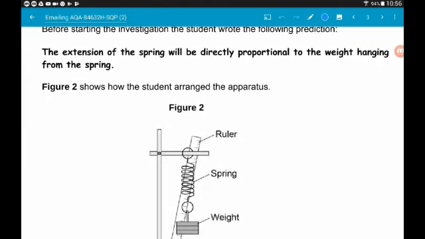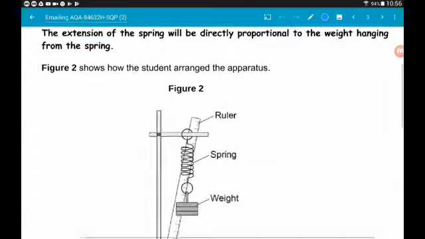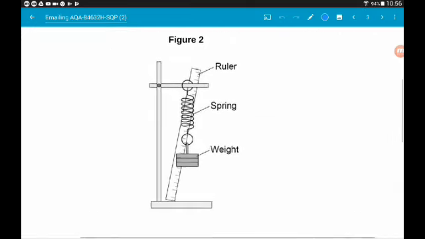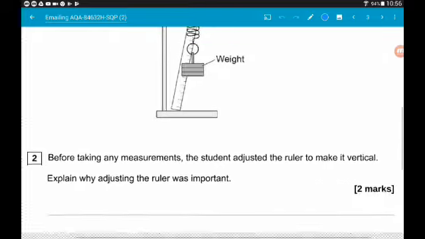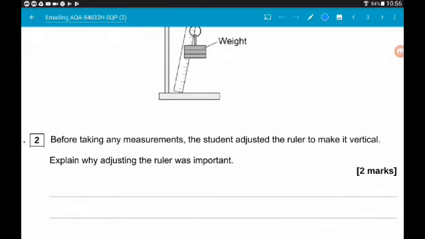So, figure 2 shows how the student arranged the apparatus. So, hopefully there's a really obvious problem here. The ruler is wonky. So, it's not a very good setup. 1.2 tells us before starting the investigation, the student rearranged the ruler so that it was vertical. We want to explain why this is important.